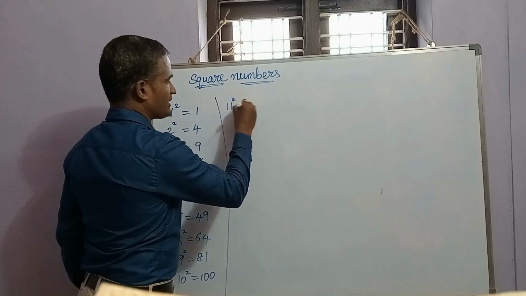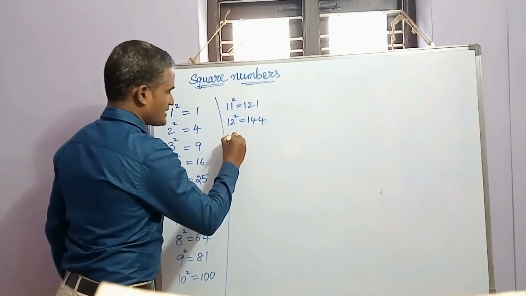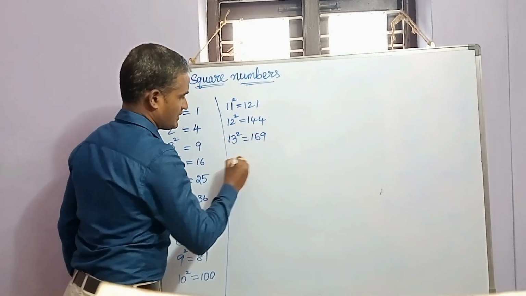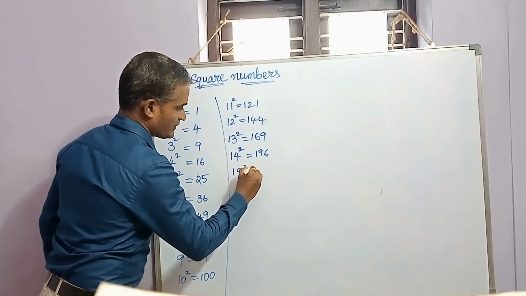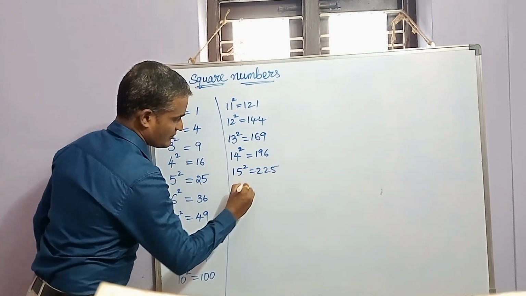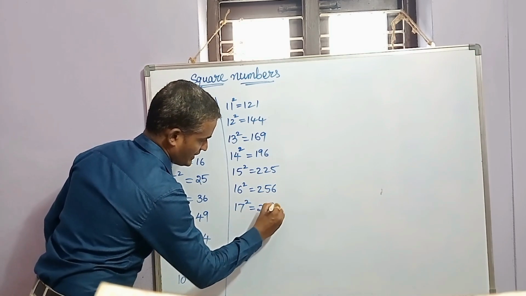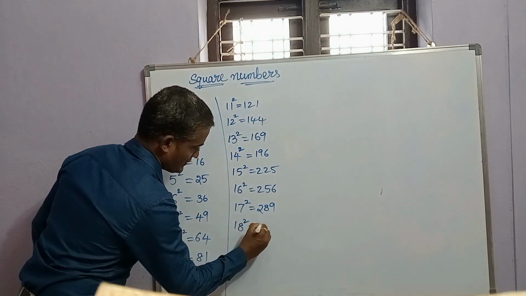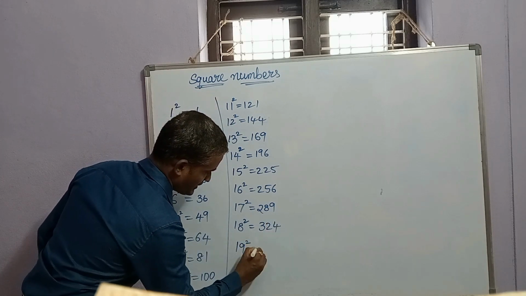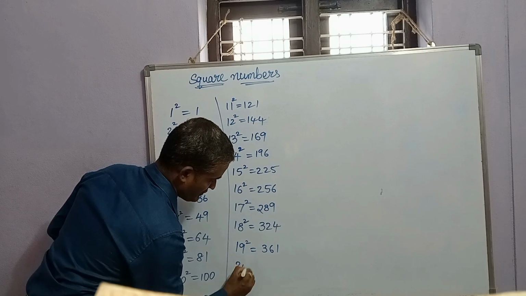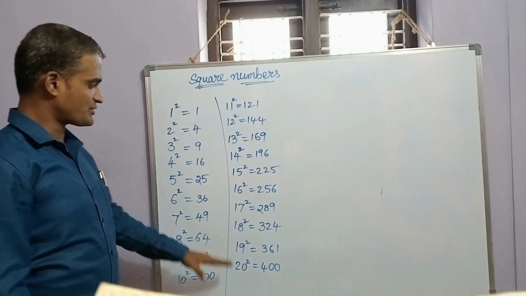11 square is 121, 12 square is 144, 13 square, the answer is 169, 14 square, the answer is 196, and 15 square, the answer is 225, 16 square 256, 17 square is 289, 18 square is 324, 19 square, the answer is 361, 20 square, the answer is 400. I have written here the numbers from 1 square to 20 square.